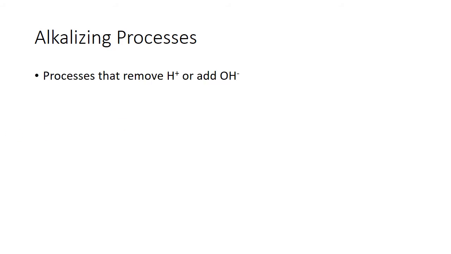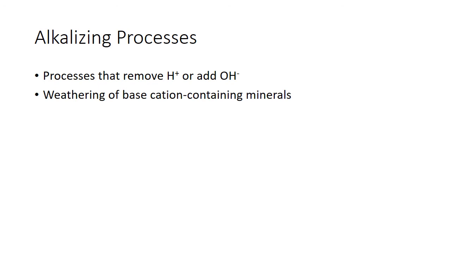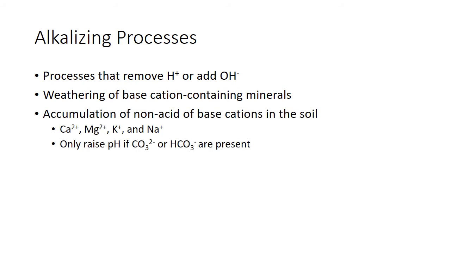All right, so for alkalizing processes, these are processes that either remove hydrogen or add hydroxides. So this could be the weathering of base cation containing minerals. So as minerals break down, if they're releasing hydroxides or hydroxyls, then that can increase the pH and neutralize some of the acidity.